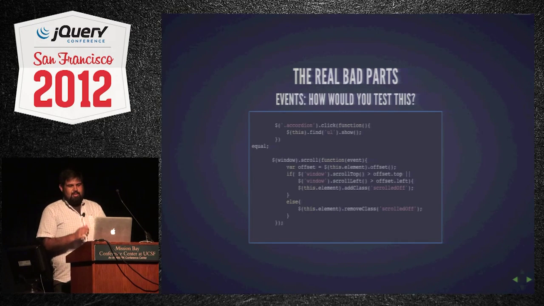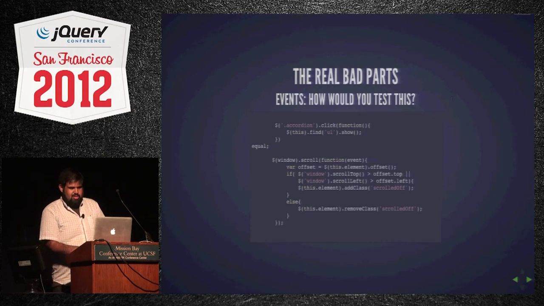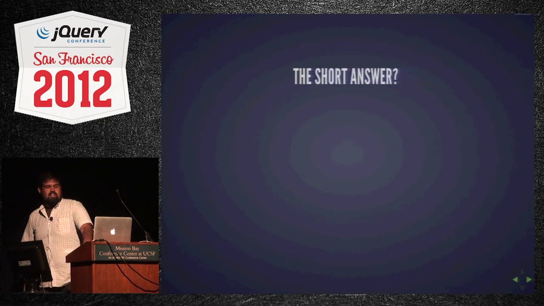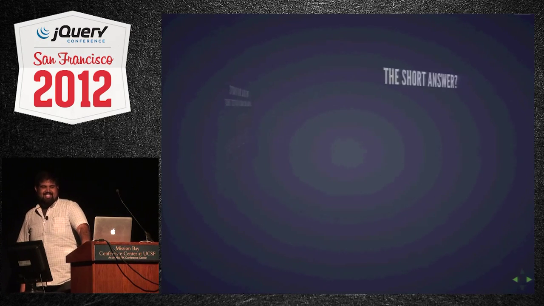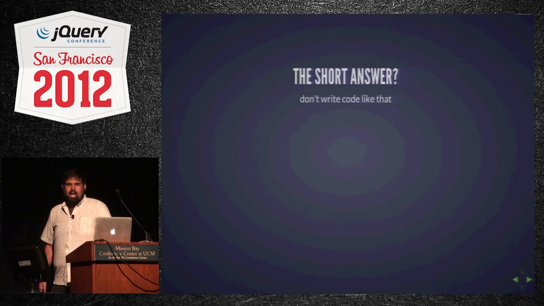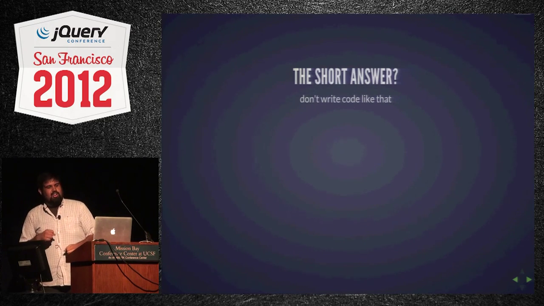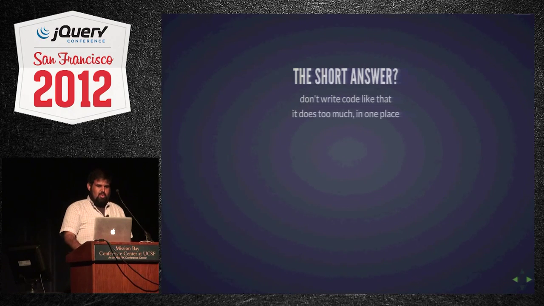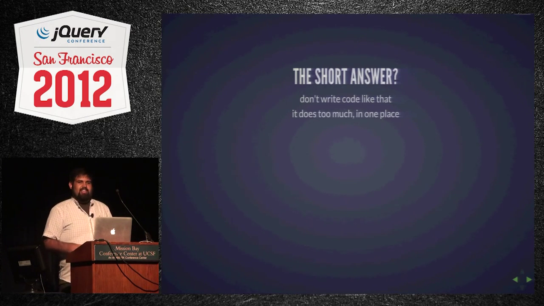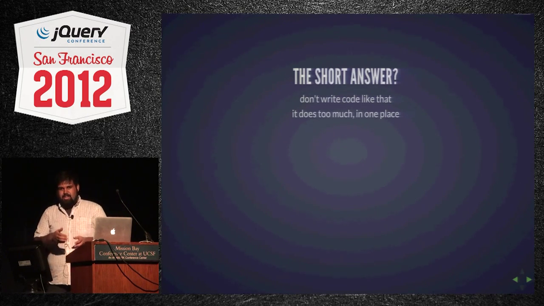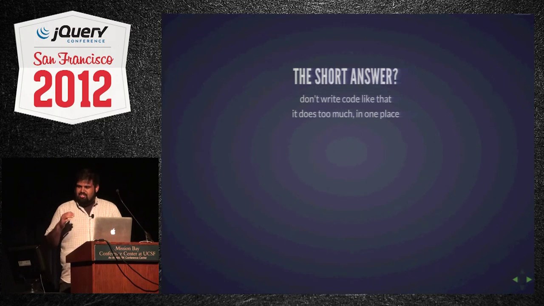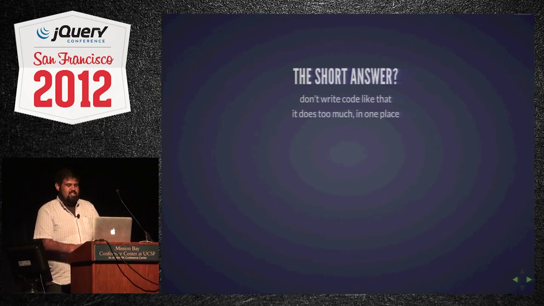So what is the best way to avoid this, or to get around this? The short answer of how would you test this is don't write code like this. Ideally, you wouldn't be writing code that completely couples everything, where you do too much in one place. You select your elements, and at the same place, you add all of these handlers. So there's no place for you to stick in your testing code and say, this is what I want to make sure happens at this place.